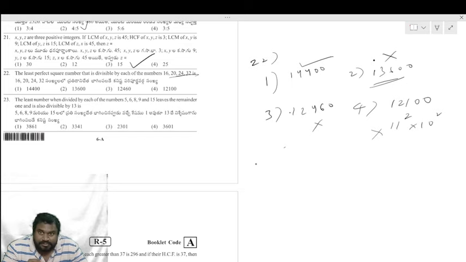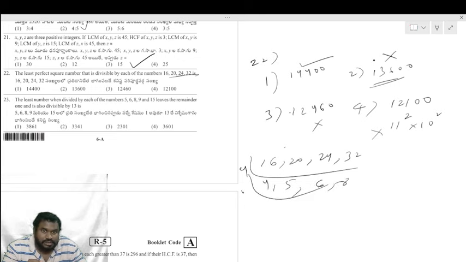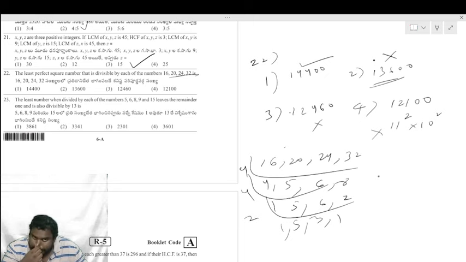The least perfect square number that is divisible by each of the numbers 16, 20, 24 and 32. I'm going to take the LCM of these. So 4 4s are 16, 4 5s are 20, 4 6s are 24, 4 8s are 32. 2 2s are 4, 2 3s are 6, 2 1s are 2... 16 2s are 32, 32 3s are 96, 96 5s are 480. 480 is the number. So with 480, it should be divisible.